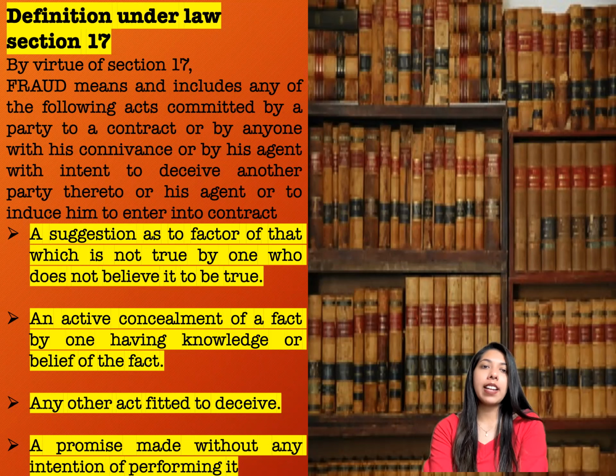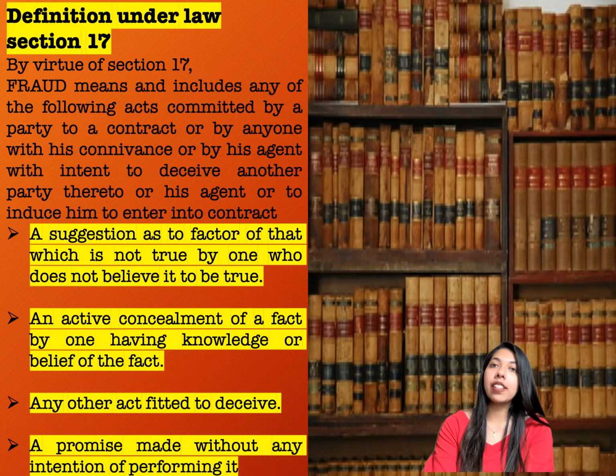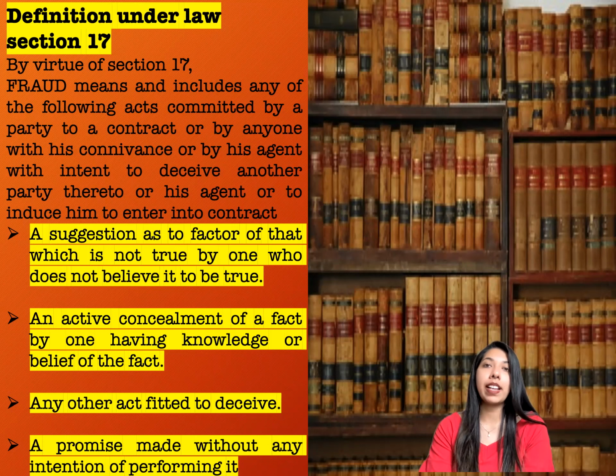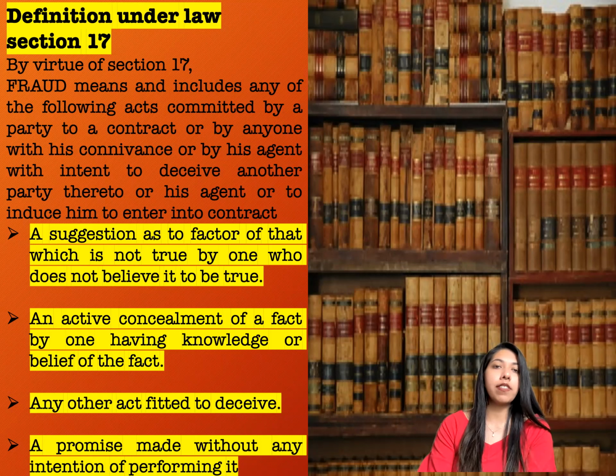The second point is an active concealment, which means hiding, of a fact by one having knowledge or belief of the fact. For example, according to the first point, I'm giving a suggestion. I'm telling you, yes, this will be good, even though I know that it is not good. For example, I know that a particular bike is not good, but I'm telling you this bike is really good, you purchase it from me. I am making a suggestion to induce you to enter into a contract, to change your mind, with an intention to cheat you. That is the first point.